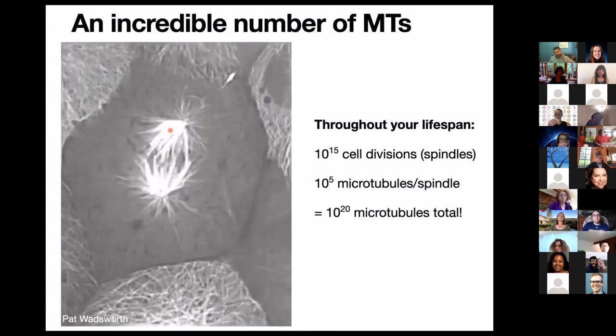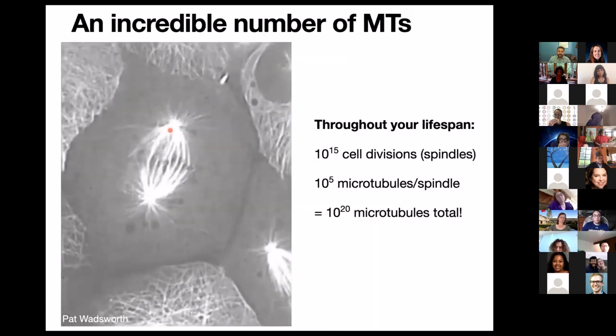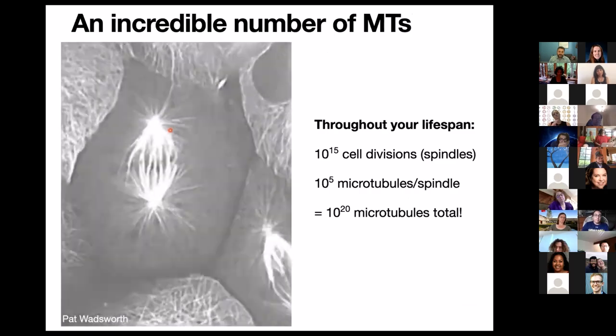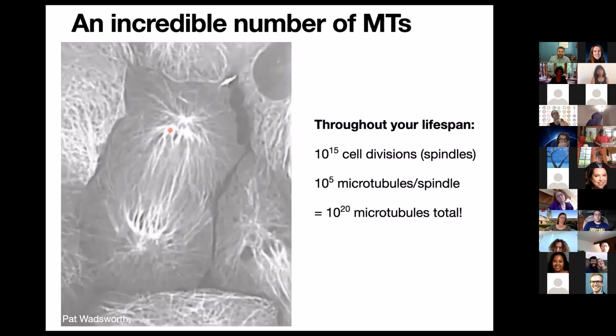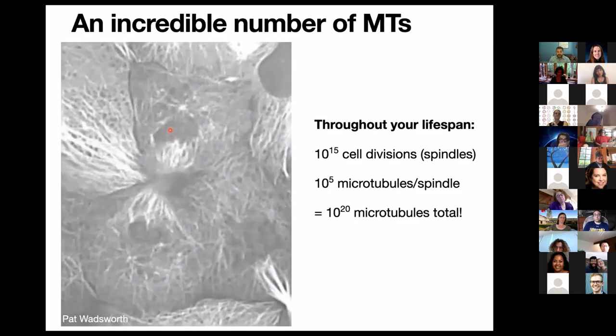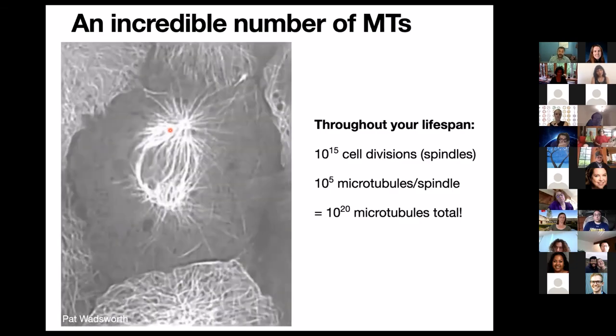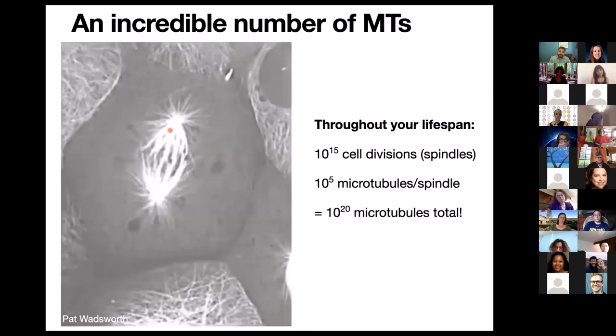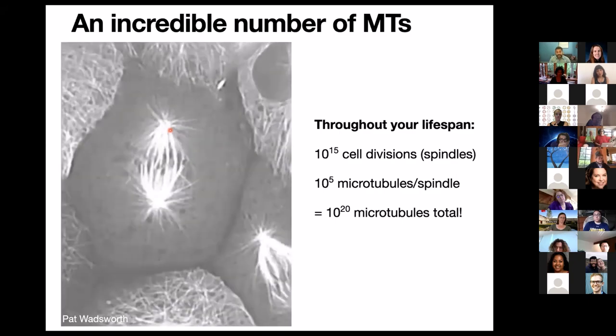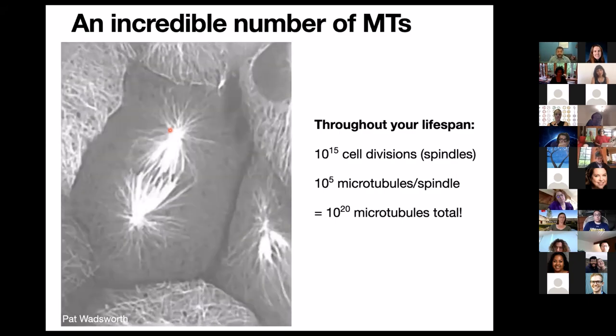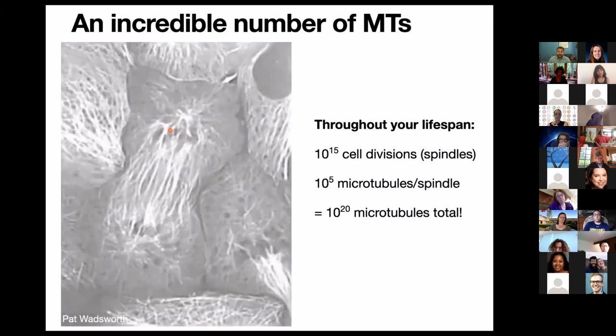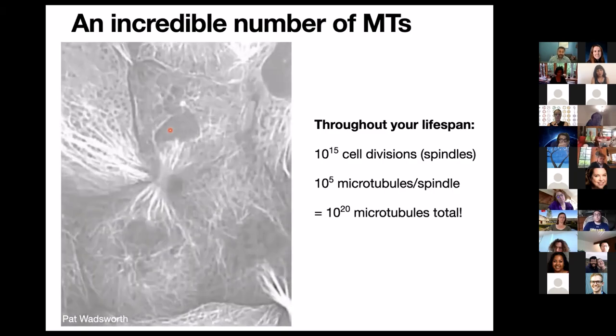The thing I wanted to impress upon you first is that there's really an incredible number of microtubules that you have to make in your body. You undergo about 10 to the 15th cell divisions total in your life. Each one has 100,000 microtubules per the mitotic spindle that it makes. That's not even all the microtubules you have. So that makes at least 10 to the 20th microtubules that you have to make in your entire life.